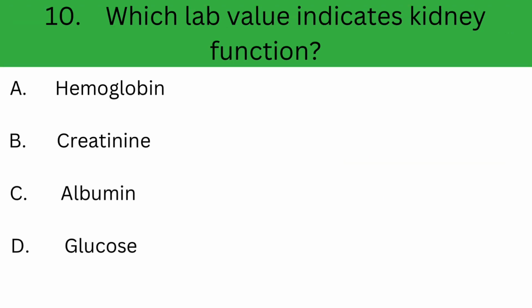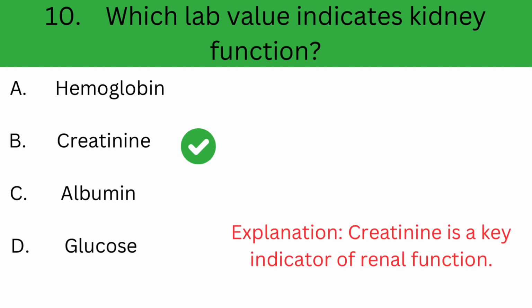10. Which lab value indicates kidney function? A. Hemoglobin. B. Creatinine. C. Albumin. D. Glucose. Answer. B. Creatinine. Explanation. Creatinine is a key indicator of renal function.